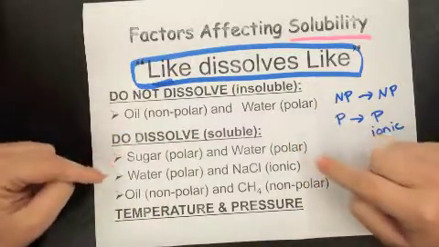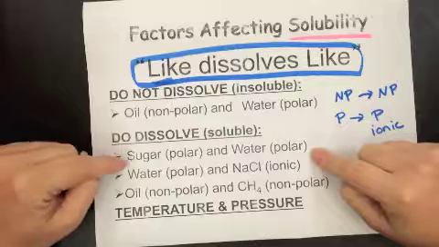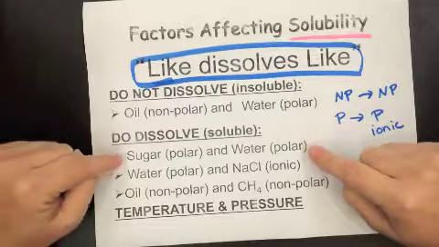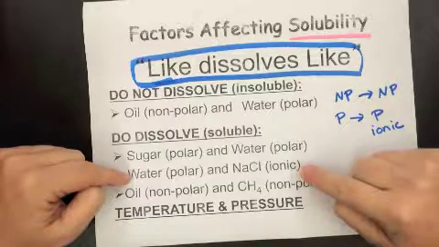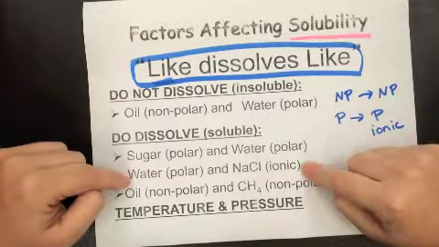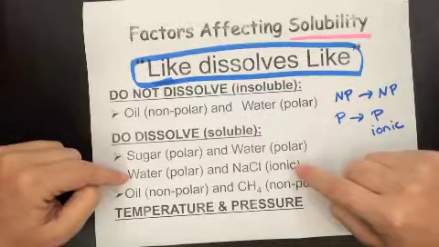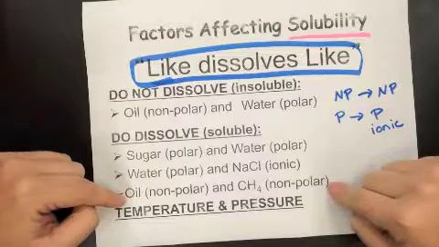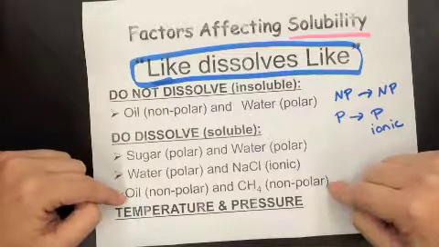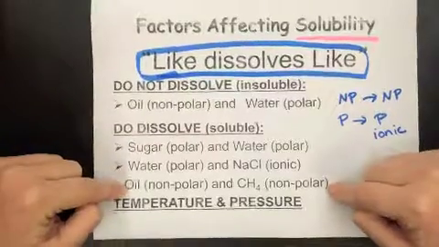Now, some examples of where they do dissolve, so they are soluble, is sugar water. So sugar is polar and water is polar, so therefore they will mix together and dissolve. Water and table salt, which is NaCl, table salt does dissolve in water. That's because water is polar and NaCl is ionic. Nonpolar mixture, oil and methane, which is CH4, they will mix together and dissolve, so therefore they're soluble.